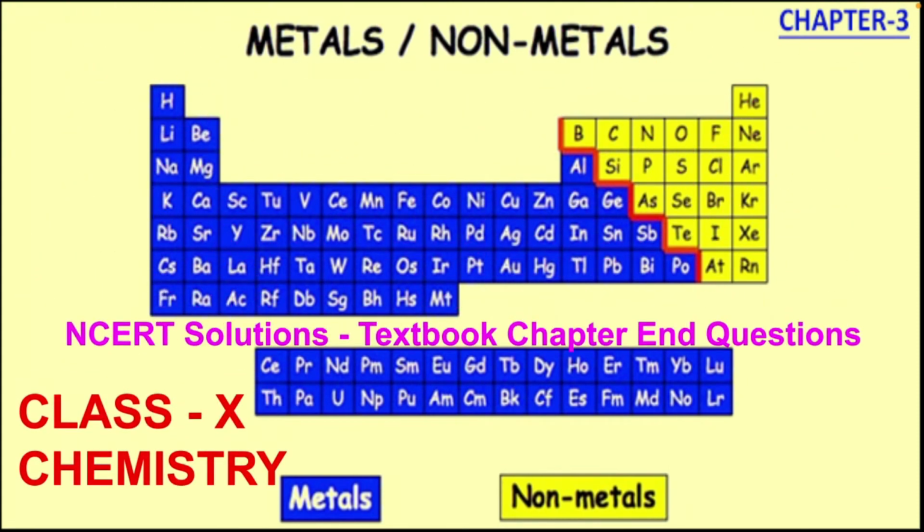Today we are going to discuss NCERT solutions of textbook chapter questions from Metals and Non-metals, chapter 3. This is part 1. Let's move on to the questions.